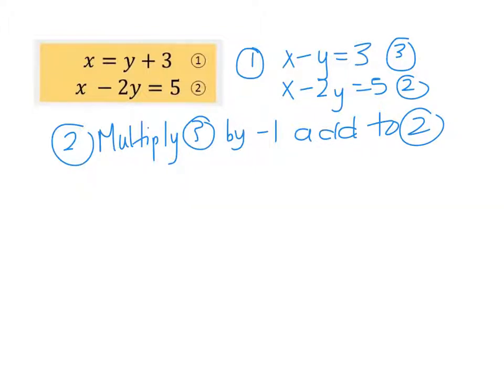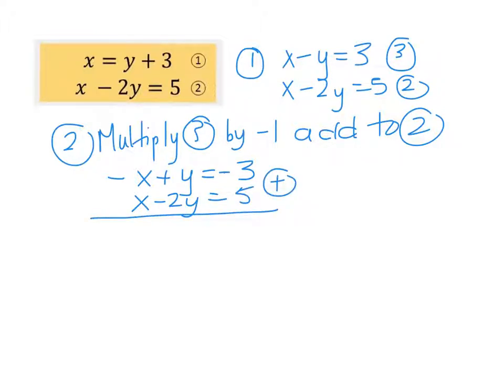So if I multiply equation 3 by -1, I'm going to get negative x plus y equal to -3. And then I'm going to add it to 2, so that would be x minus 2y is equal to 5. I'm going to add those equations together. What will happen is when I add negative x and x, they cross each other out and will leave us with a negative y is equal to 2. Which means if I solve for y, it's equal to -2.